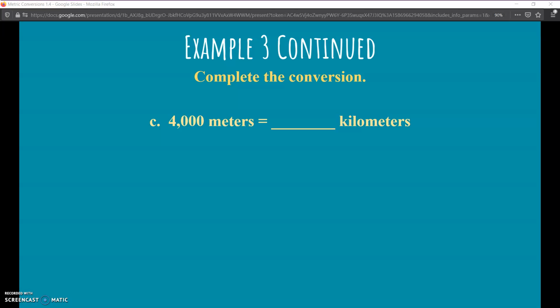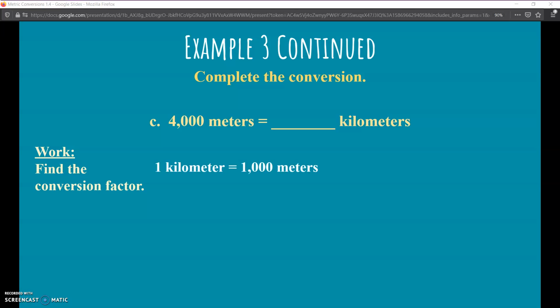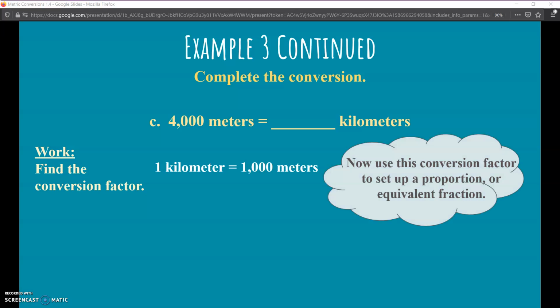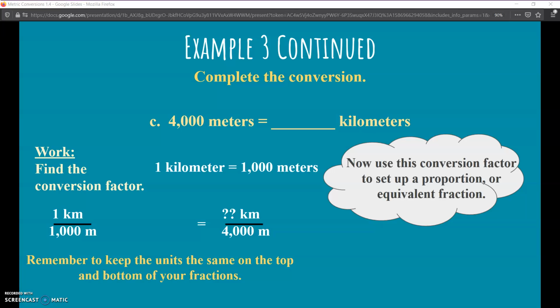4,000 meters is how many kilometers? Find the conversion factor, our first step. There are 1,000 meters in every kilometer. Remember, kilo means 1,000. We'll use this conversion factor to set up a proportion or equivalent fraction. 1 kilometer for every 1,000 meters. How many kilometers for 4,000 meters? Our units, meters on the bottom, kilometers are on the top.